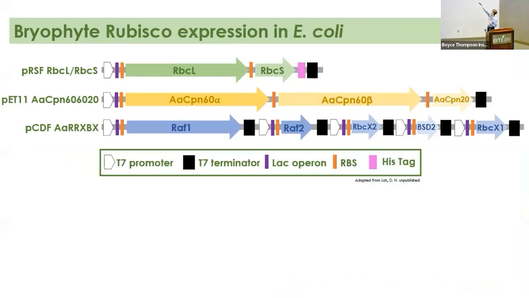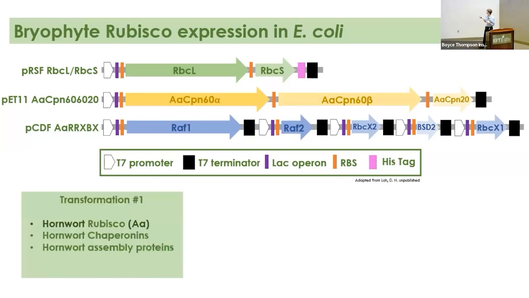So we have one plasmid for the large and small subunits, a plasmid for the chaperonins, and then a plasmid for all the assembly proteins. For the best results and best yields, you'd want to use sequences from the same species. However, for my project, that's what I'm trying to sort of stretch.